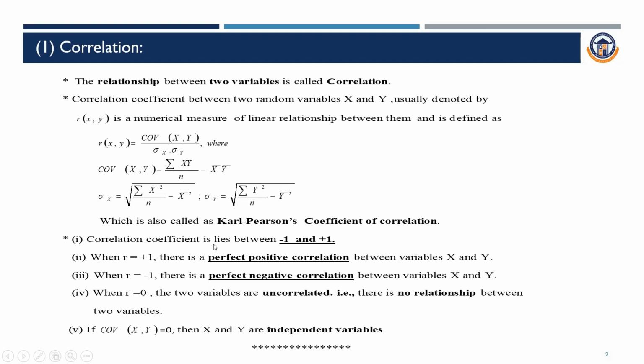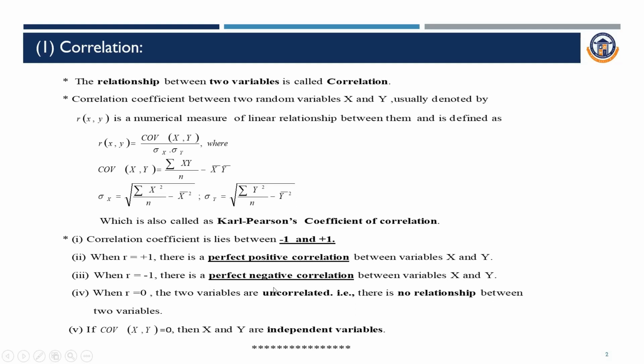The correlation coefficient value always lies between -1 and +1. When R is equal to exactly +1, there is a perfect positive correlation between two variables x and y. Instead of +1, suppose we get 0.6 or 0.4, it is called a positive correlation. We don't use the word perfect. When R is equal to -1, there is a perfect negative correlation between the two variables x and y.